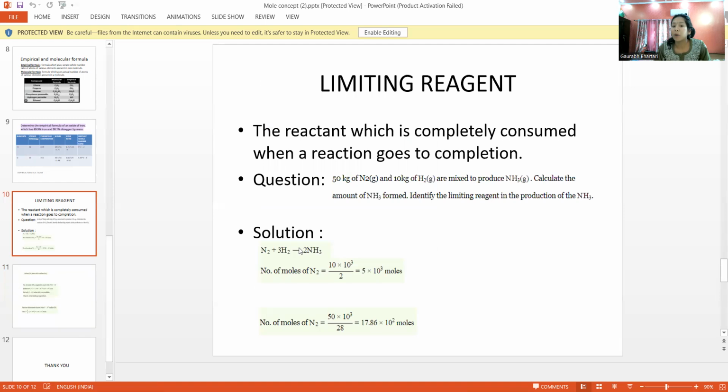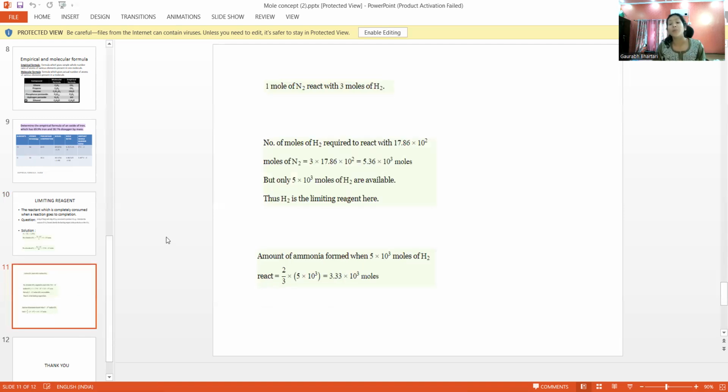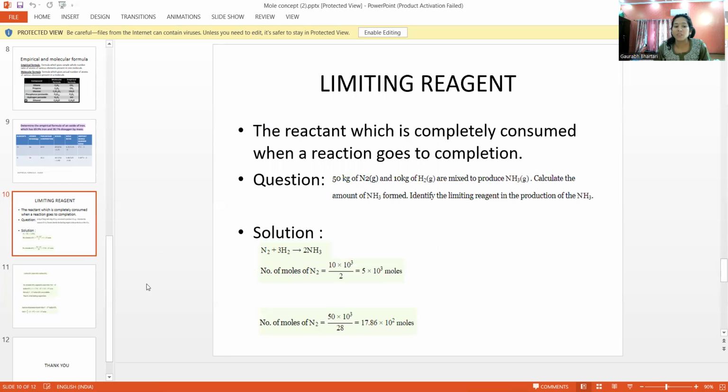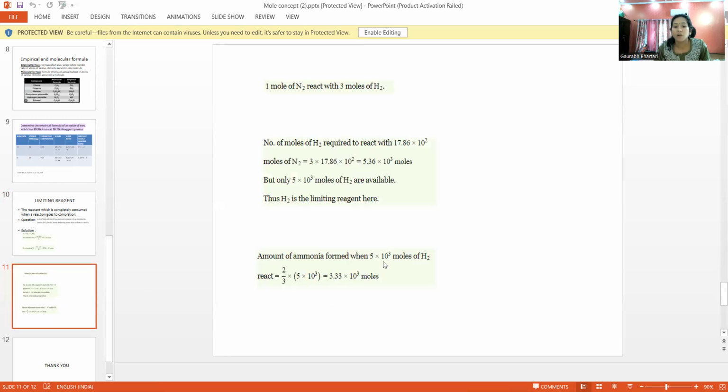Then we have to calculate the amount of NH3 formed. Remember this: we calculate the amount of NH3 formed with the help of the limiting reagent. Here we have hydrogen as the limiting reagent. Since 3 moles of H2 give us 2 moles of NH3, 5 into 10 raised to the power 3 moles of H2 would give us 3.33 into 10 raised to the power 3 moles of NH3. You can calculate the mass of NH3 by simply multiplying with the molar mass.